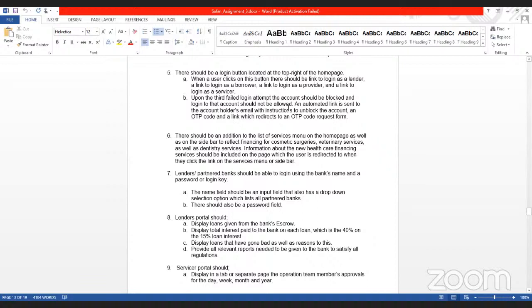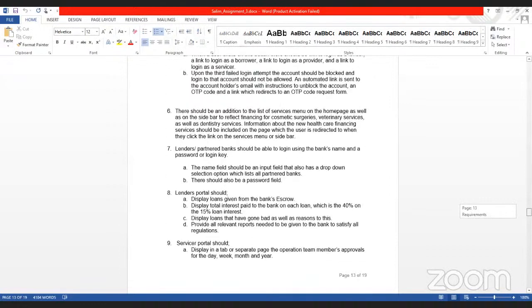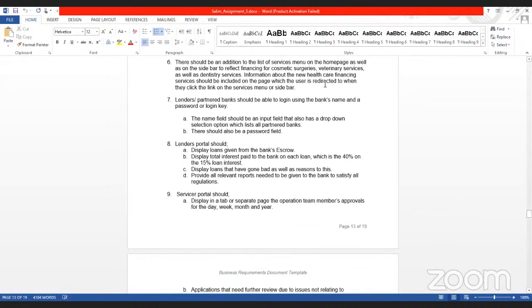And so, yeah, when the account is blocked, they try to access it with an OTP code and a link in their email. There'll be an instruction in their email for resetting accounts or unblocking the blocked accounts. As I said, we'll be integrating this into the services menu.